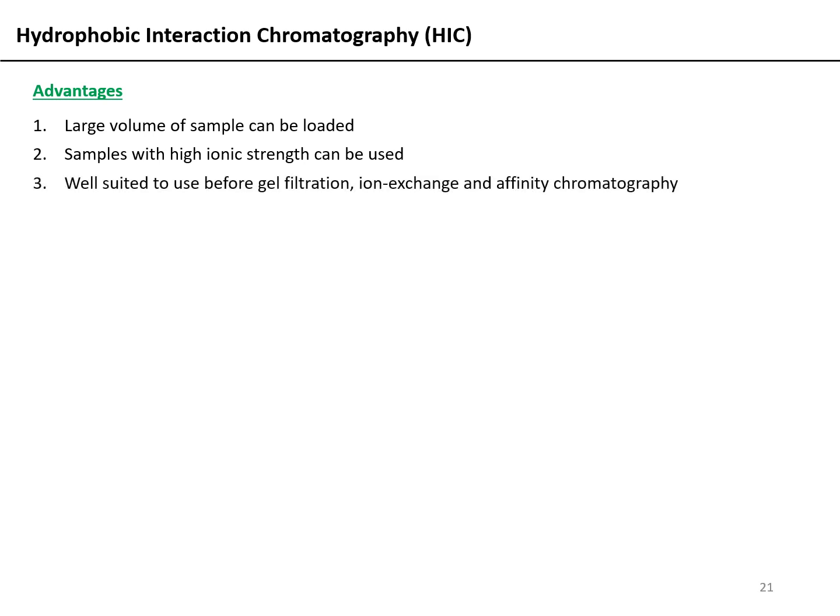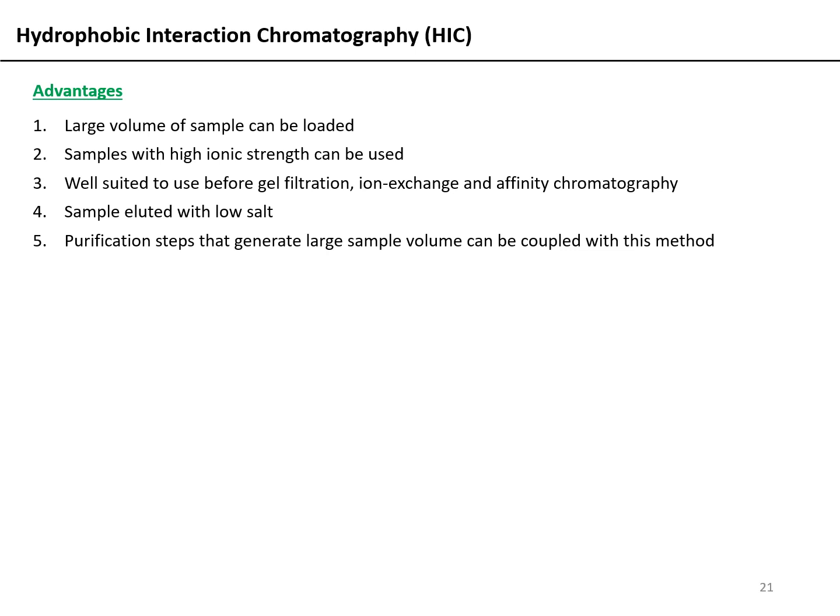So coming to the advantages of HIC, a large volume of sample can be loaded. Samples with high ionic strength can be used, because high ionic strength is what you will in any case try to establish in your sample to promote this hydrophobic interaction between the column and your proteins. It is well suited to use before gel filtration, ion exchange, and affinity chromatography as a crude or preliminary step of protein purification. And the sample is eluted with low salt. So unlike in ion exchange chromatography, where you have to go for desalting or dialysis, you can avoid that with HIC.